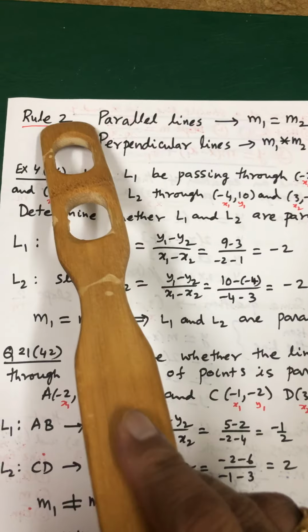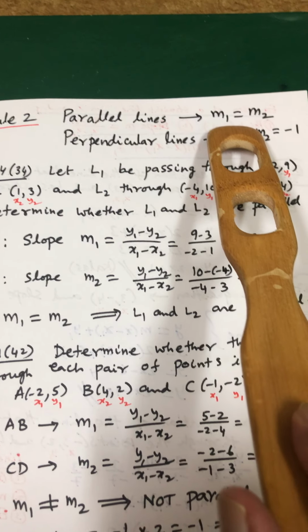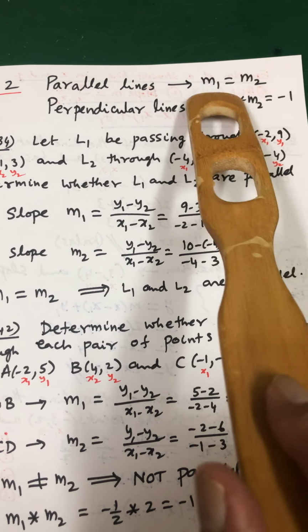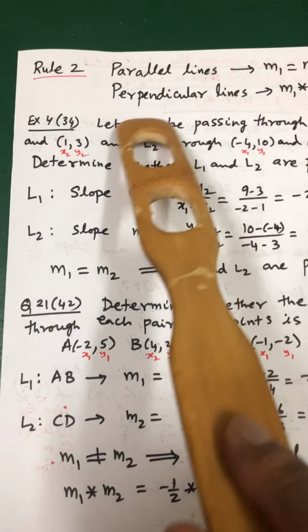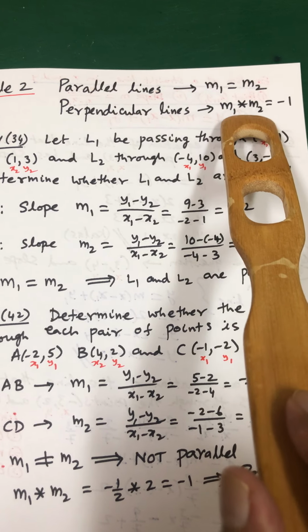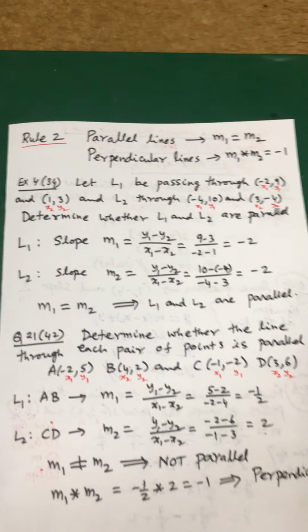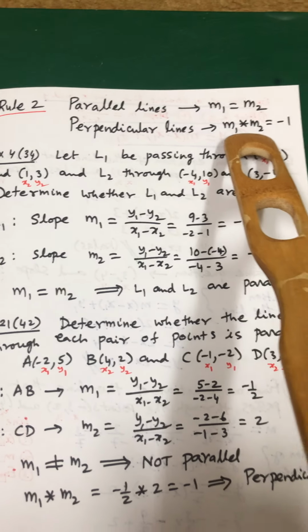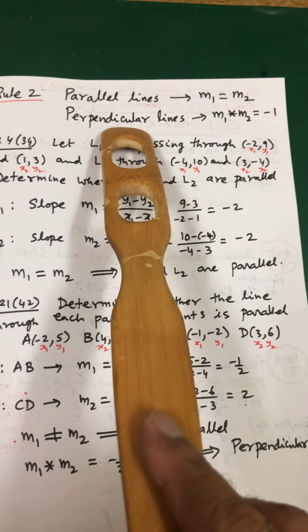Let us do one more. Parallel lines. If I give you two lines, the rule is the lines are parallel. Parallel means mutawazi. In that case, the slopes must be equal. M1 is equal to M2. If the lines are perpendicular, that is amudi, in that case M1 multiplied by M2 is equal to minus 1. This is the rule. So slopes equal means parallel. Slopes multiplied equal to minus 1 means perpendicular.